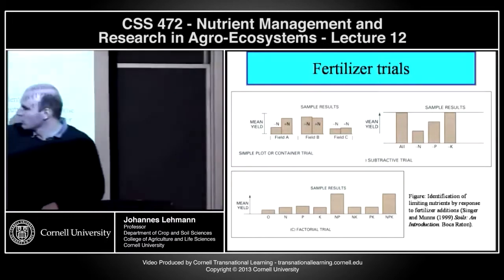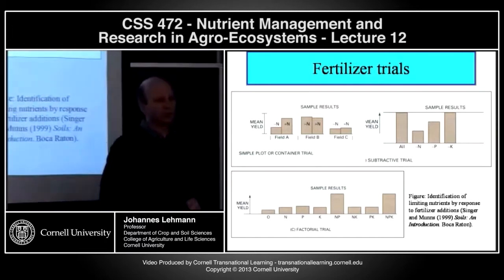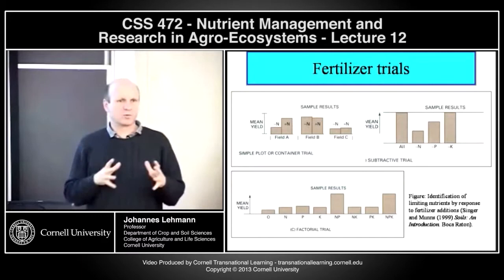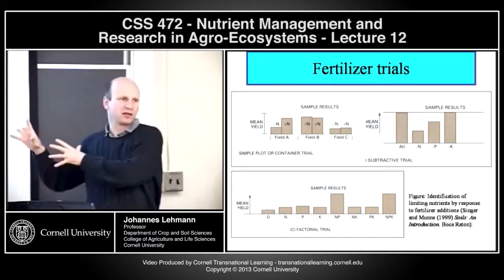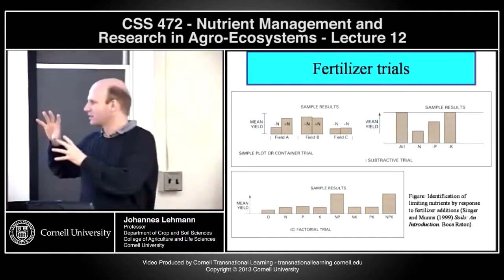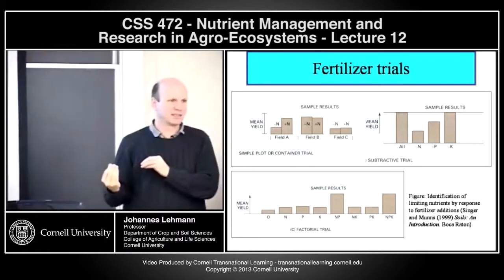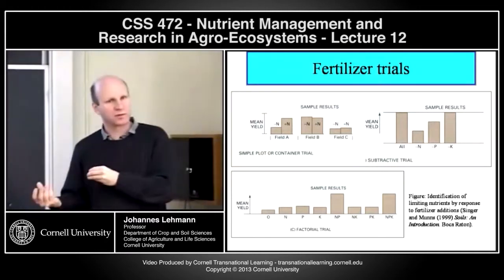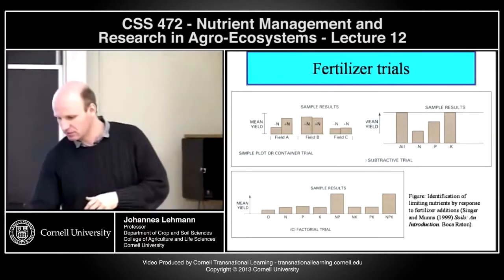However, you will probably not find out much about the processes controlling availability. So that's where the limitations are. It's a good way of screening which nutrients are limiting, but understanding more about the processes, why they are limiting, and more subtle interactions, for instance, between organic and inorganic fertilizers, is not easy to tease out of these data.